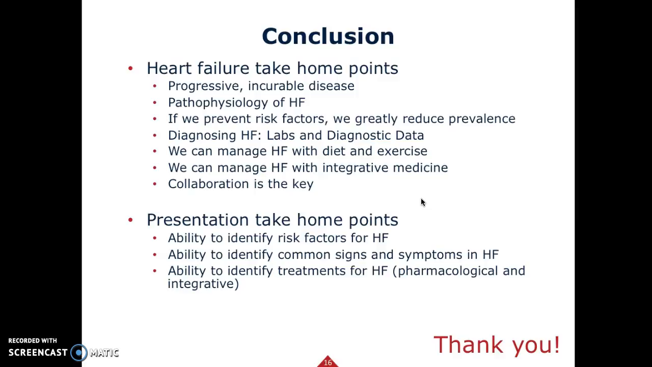Please fill out your post surveys, and we want to see if you can now successfully identify risk factors for heart failure, common signs and symptoms, and common treatments. Our hope is that you have gained the knowledge to identify these patients in your practice and be ready to recommend care for your patients. As nurses, the more knowledge we have, the better care we can give to our patients.